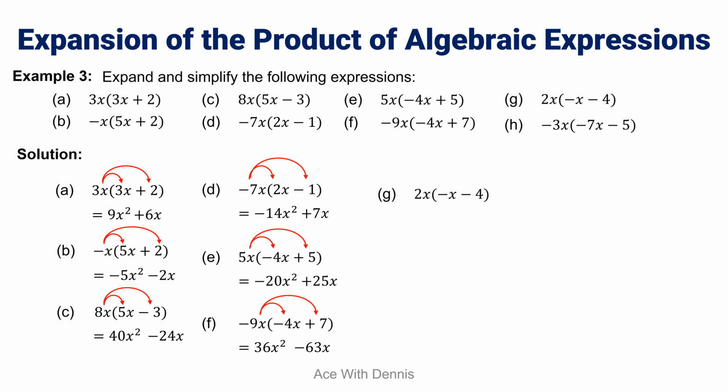G. 2x times negative x minus 4. Expand, 2x times negative x, we have negative 2x squared. 2x times negative 4, we have negative 8x. And lastly, negative 3x times negative 7x minus 5. Expand, negative 3x times negative 7x, we get 21x squared. Negative 3x times negative 5, we have plus 15x.